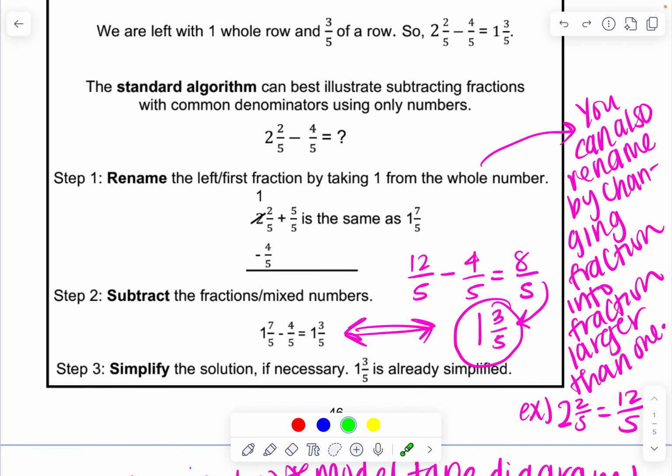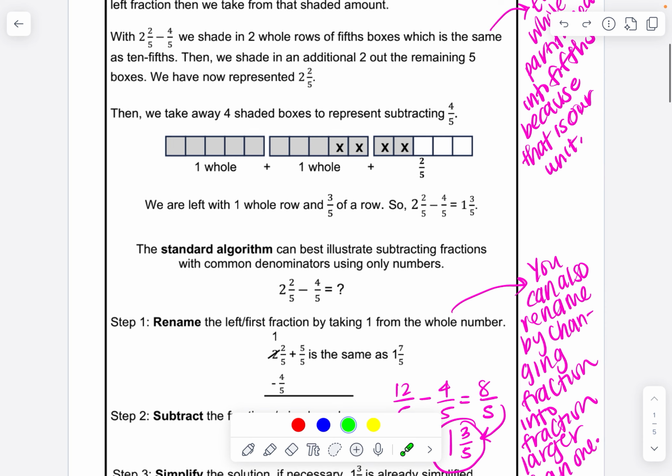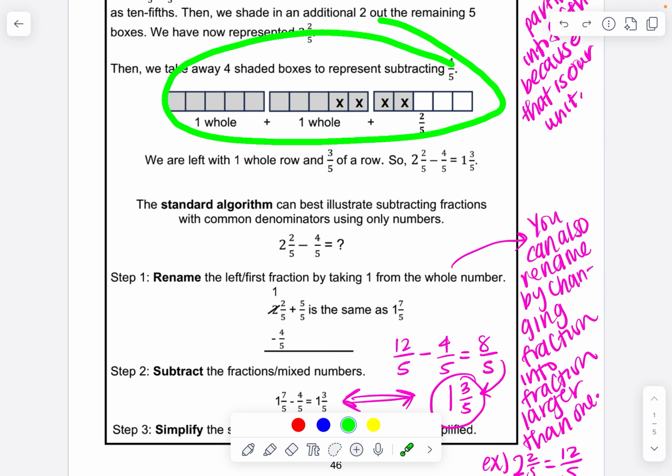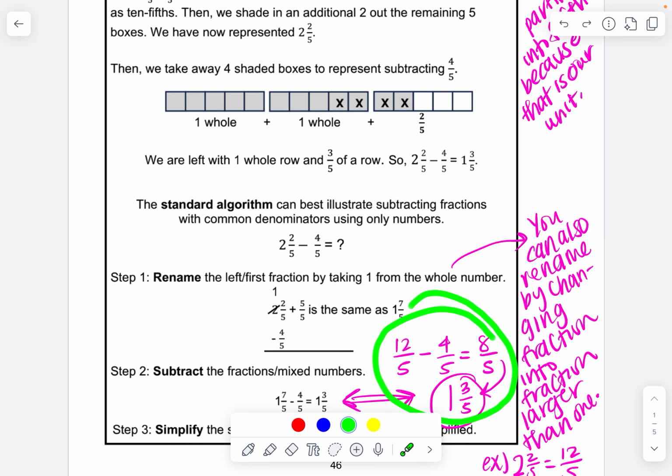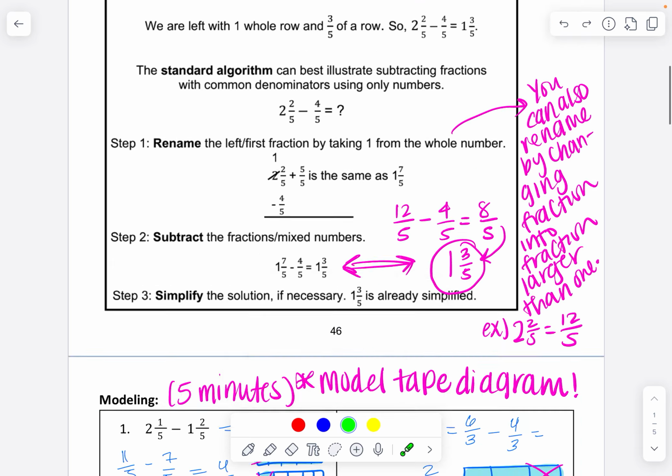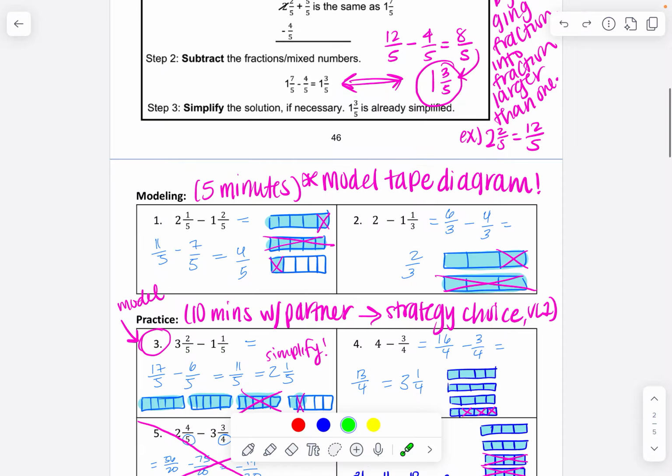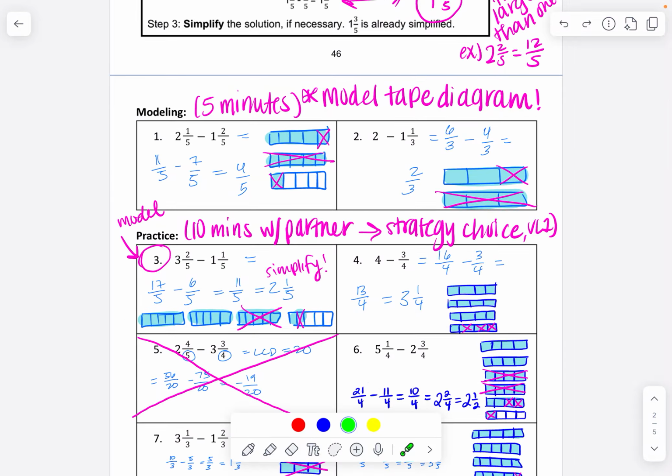So regardless of whether students are feeling comfortable using the fraction model or the standard algorithm, we want to make sure that they're able to have a strategy that they are fluent in when it comes time to solve these types of questions. So I have provided you with both strategies for your exemplar.